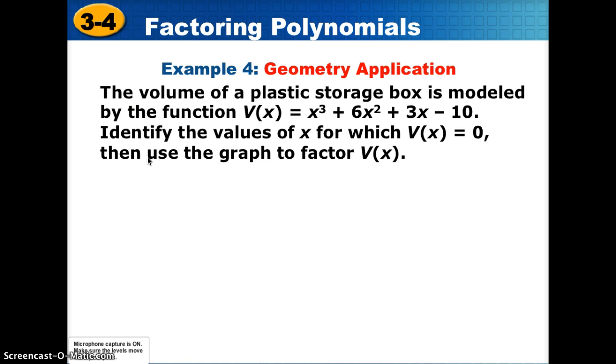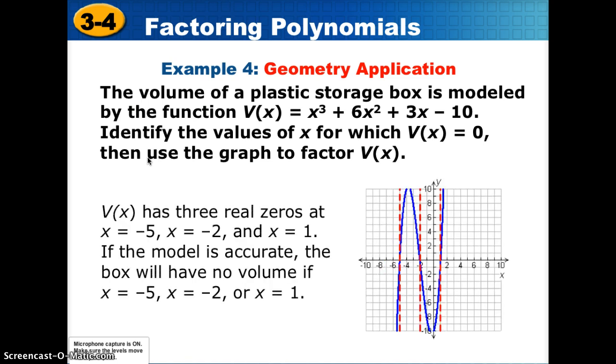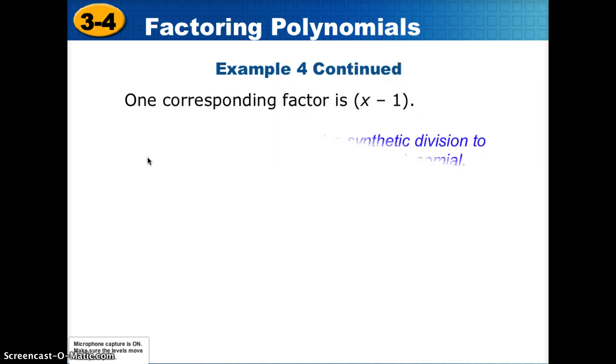So first things first, let's take a look at the graph. We see that the graph has 3 x-intercepts. We know that that means that there are 3 real zeros for this function. So we're going to start with one of those, and it doesn't really matter which one. We can start with any of them to determine the others using synthetic division. So we see that one factor is x equals 1.